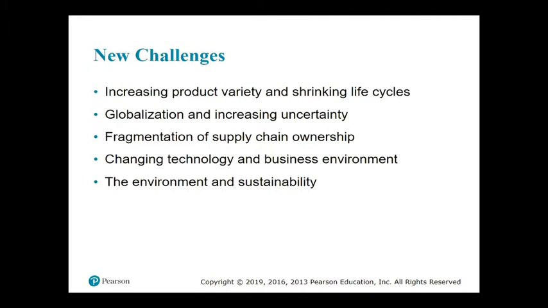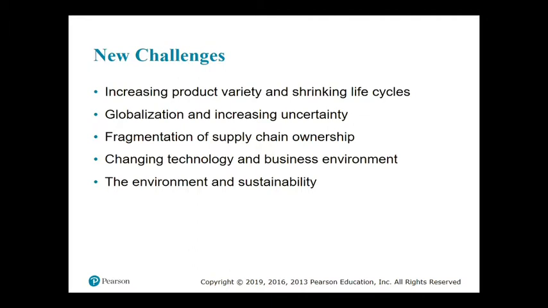And the second one is globalization. When the supply chain expands to different countries all over the world, we need to deal with the uncertainty embedded in all of these locations. So the overall uncertainty increases, and we need to deal with complexities like exchange rates, changes in different markets and segments, and the price of oil, and so on and so forth, which will all increase uncertainty.